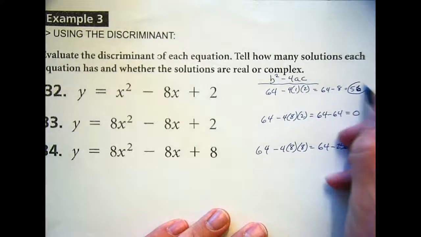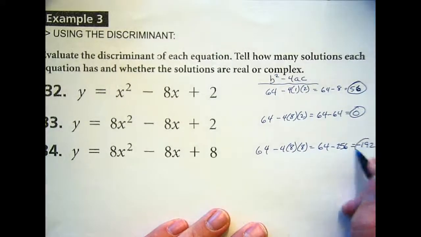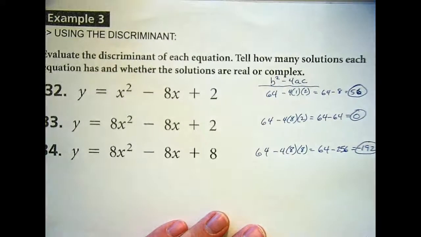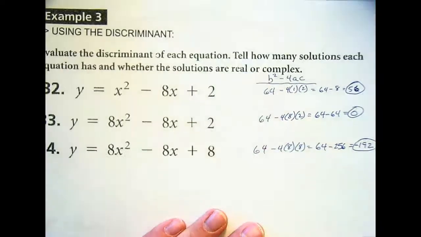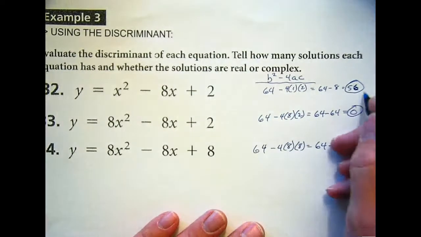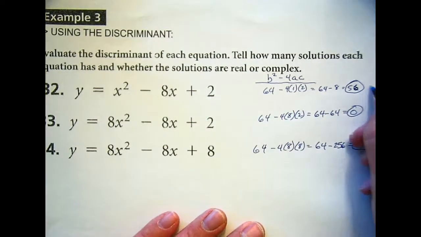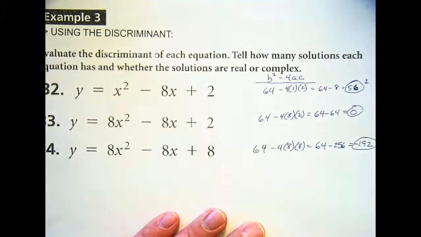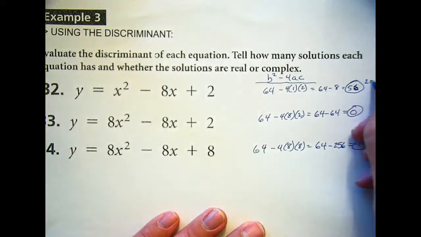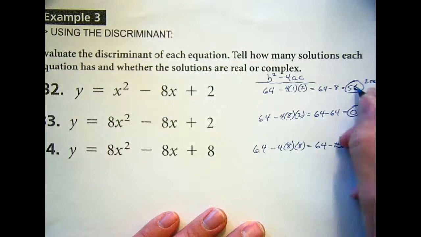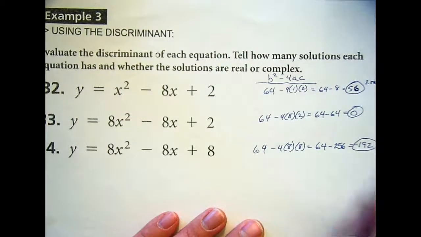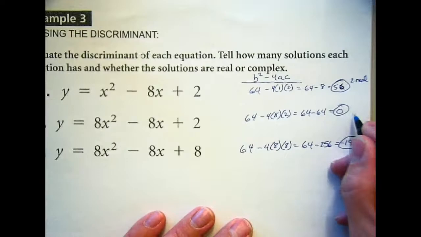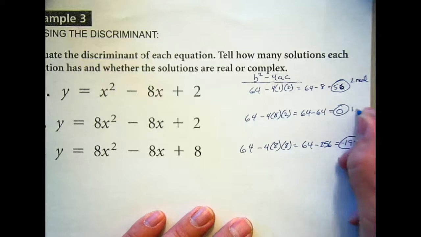You've now evaluated it. Okay? Tell how many solutions. Well, how many solutions? There are two, and whether they're real or complex. Well, these are two real because the discriminant's positive. How many solutions here? One. One. And it's real.